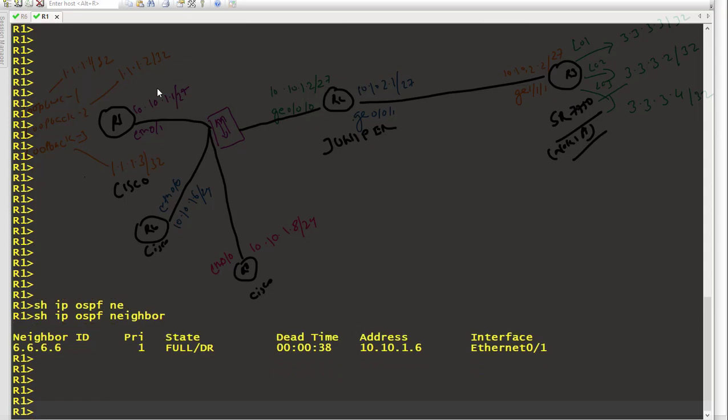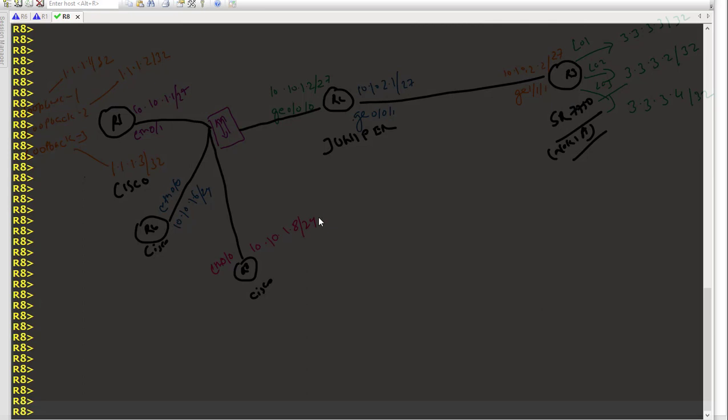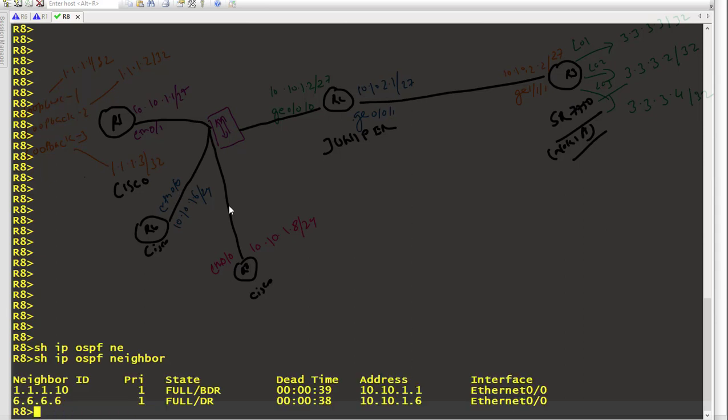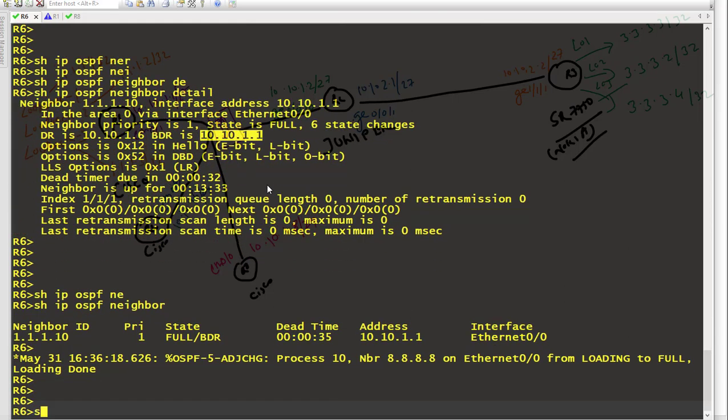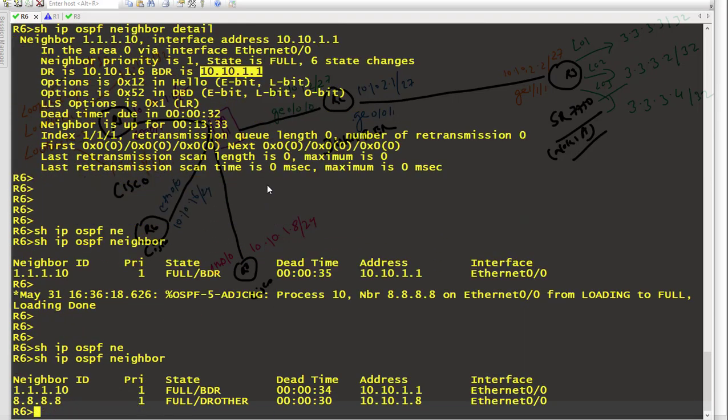Okay, let's switch on router 8. Now my router 8 is switched on. Let's check show ip ospf neighbor. Still router 6 is my DR in this segment and router 1 is my BDR. If we go on router 6 and run show ip ospf neighbor, what you are seeing is a full neighborship with the DR, a full neighborship with the BDR, and the DR other router 8.